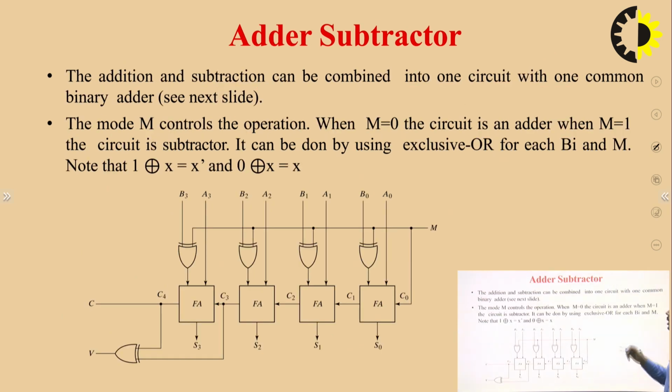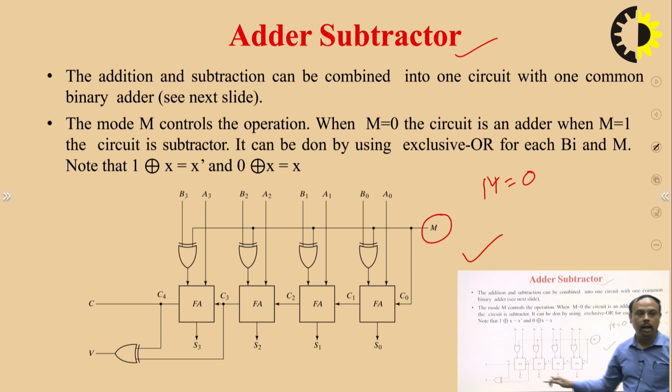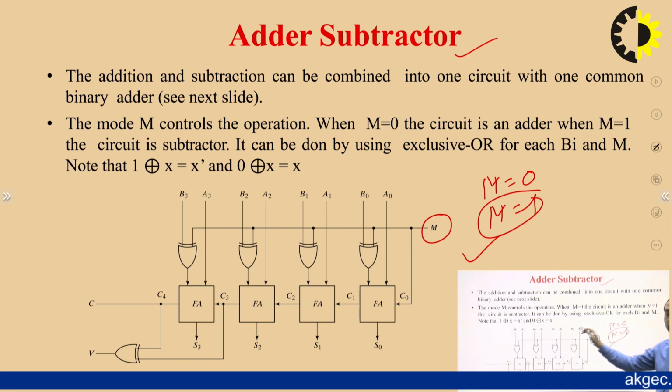So this is the adder-subtractor, in which the same circuit can perform the addition as well as the subtraction with the help of this mode select pin. If M is equal to 0, this circuit can perform the addition, while if M is equal to 1, this circuit can perform the subtraction for the given numbers.